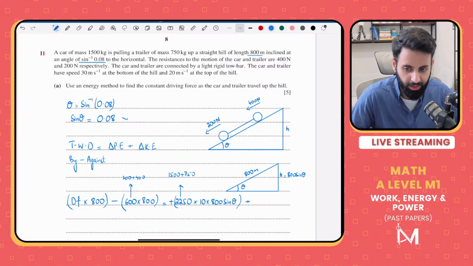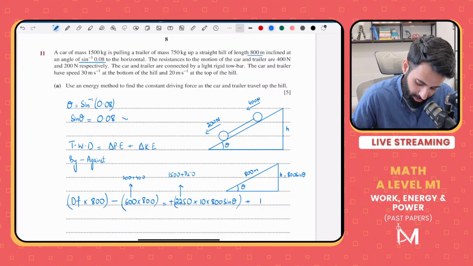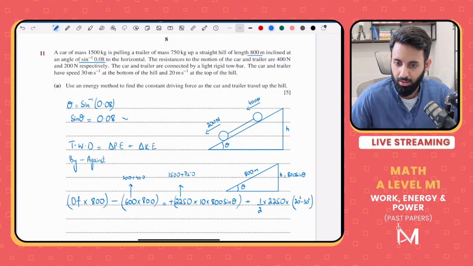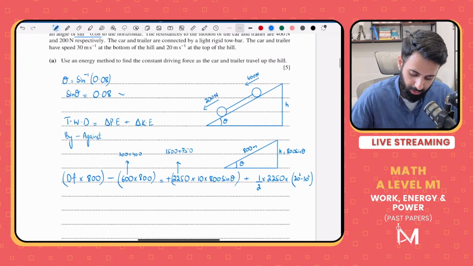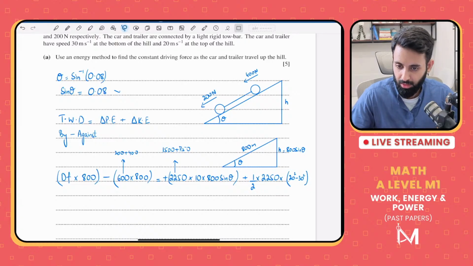Plus the change in kinetic energy. Now you don't have to worry about the sign with change in kinetic energy, that will take care of itself. Why? Here's what you have to do. It's going to be 1 upon 2 into mass, which is 2250, once again 1500 plus 750, into v squared. So you're going to do final velocity, which is 20 squared, minus the initial velocity, which is 30 squared. So you don't have to worry about writing the plus or minus sign with kinetic energy, that will just take care of itself. But just remember to do the initial velocity minus the final velocity.